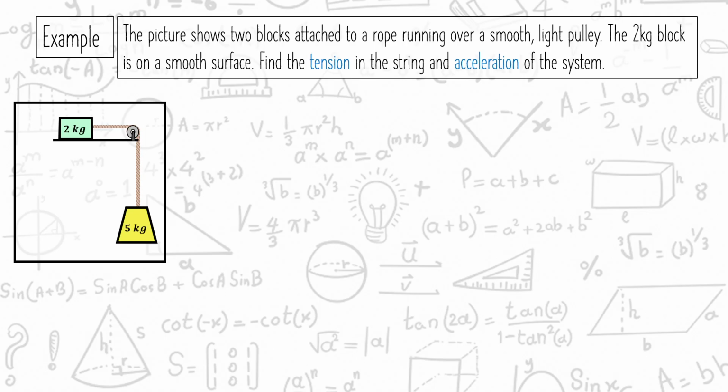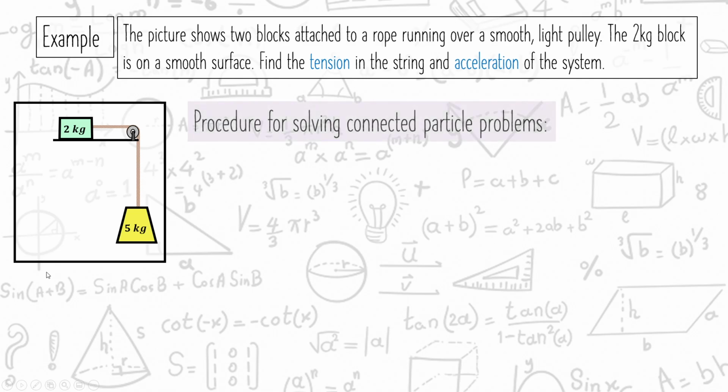Now we're going to jump straight into an example with this, and we're going to look at a situation where we have two objects attached. This 2 kilogram object is attached to a 5 kilogram object, which is dangling freely. It's on a smooth surface, and we need to find the tension in the string and the acceleration of the entire system. Now there is a bit of a procedure for this, so we'll introduce that procedure first of all.